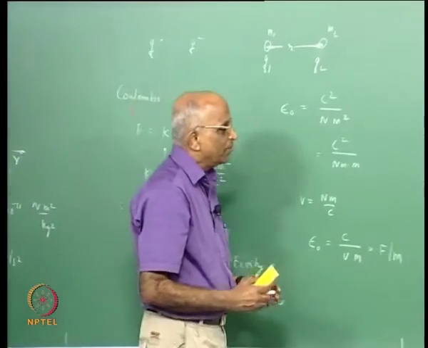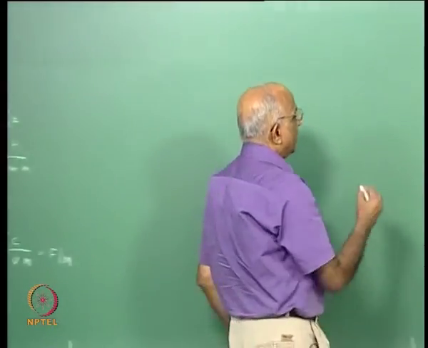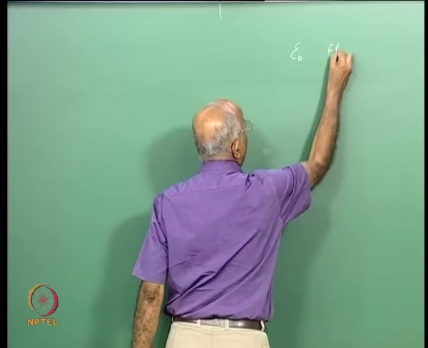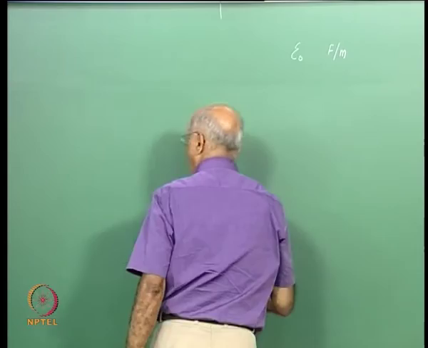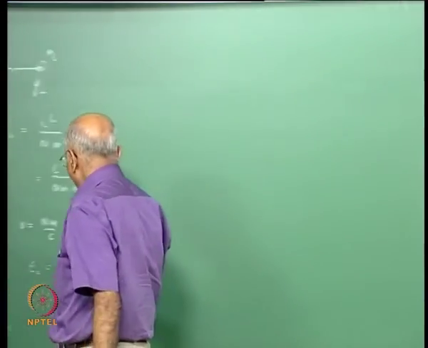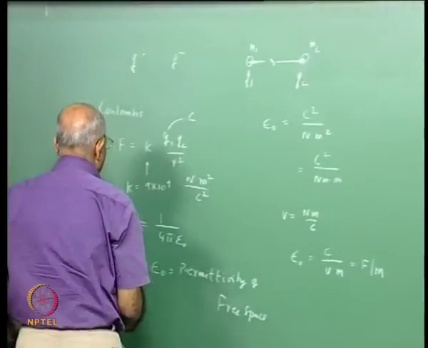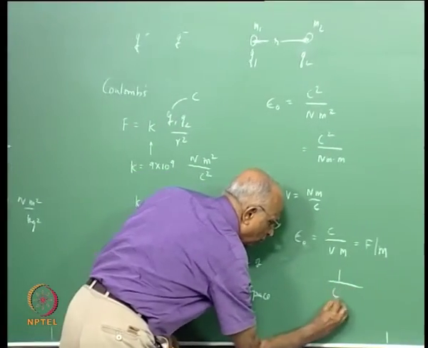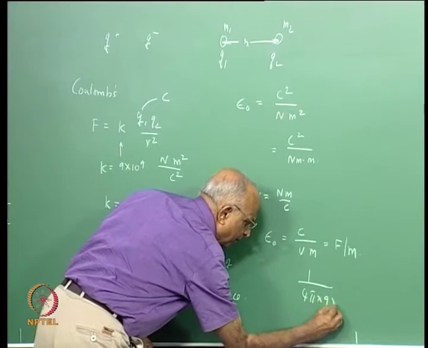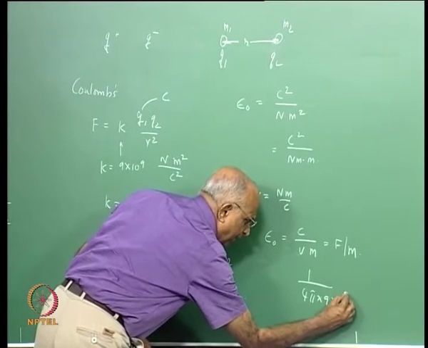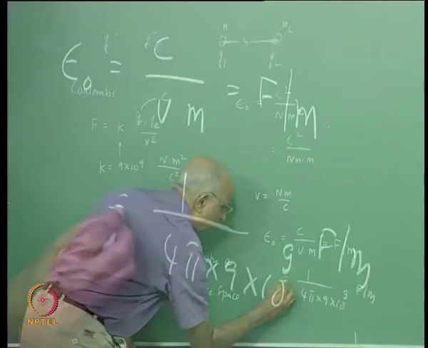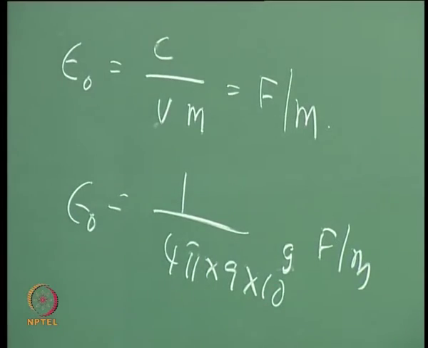Therefore, let us summarize it on this side. We say yes, I define permittivity of free space in terms of farads per meter, and the value of permittivity of free space is going to be 1 over 4 pi into 9 into 10 to the power 9 farads per meter. This is the value of epsilon naught. But this is free space what we are talking of.